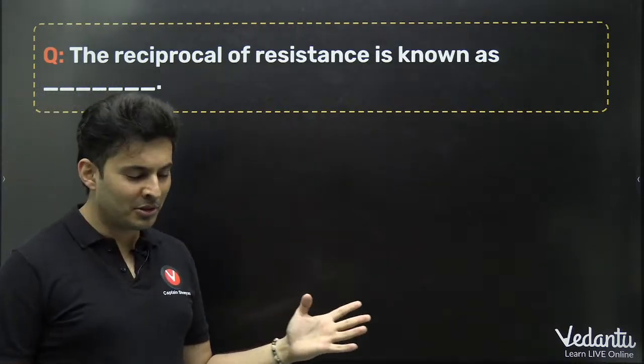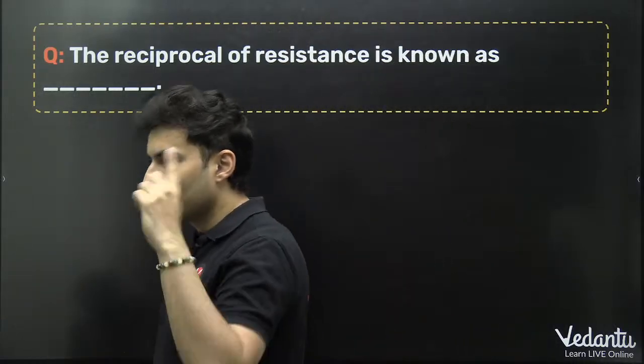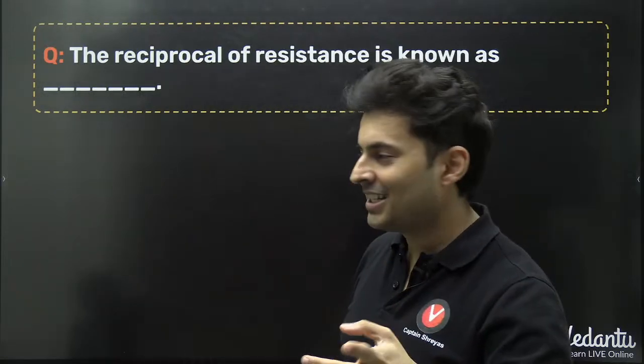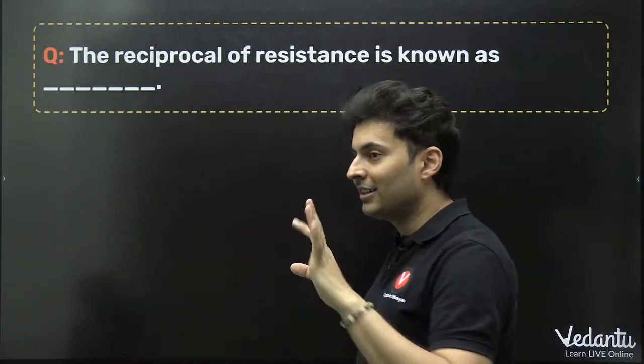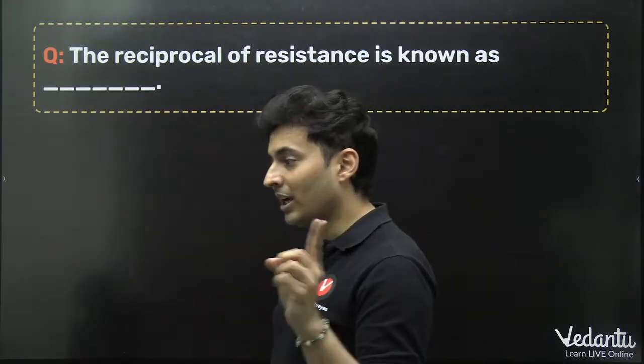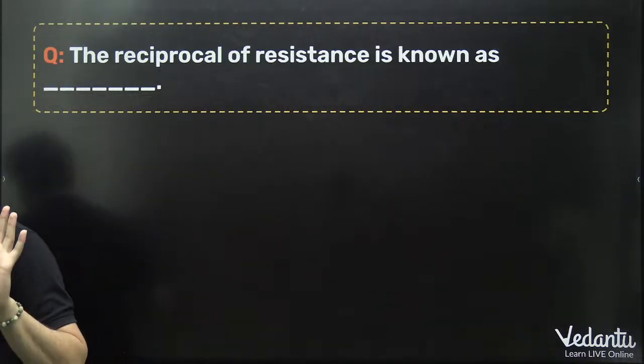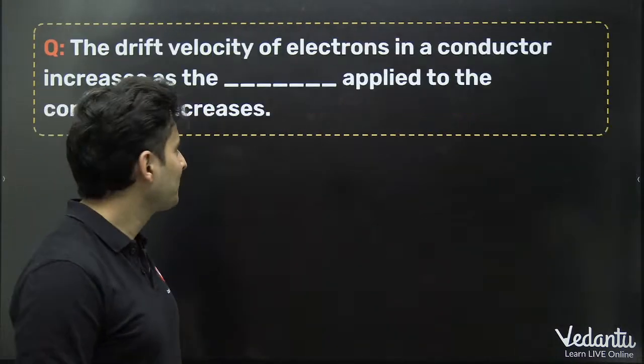Doesn't matter whether you are a board student or a JEE student. 1 by rho is sigma, that is, the reciprocal of resistivity is conductivity. But 1 by R, the reciprocal of resistance, is not conductivity, it is conductance. It is conductance, not conductivity. Conductivity is the reciprocal of resistivity. Very good. Now you guys got it.